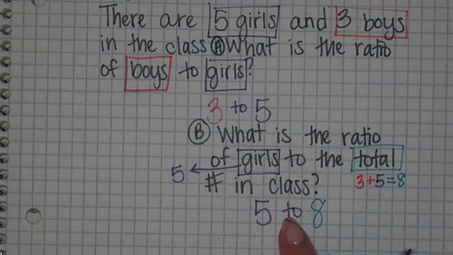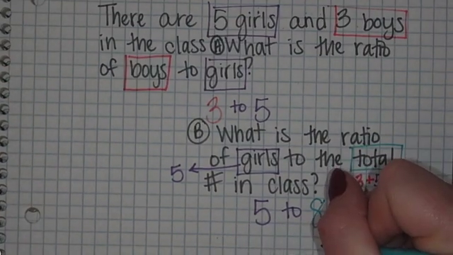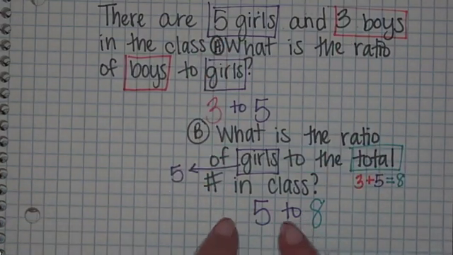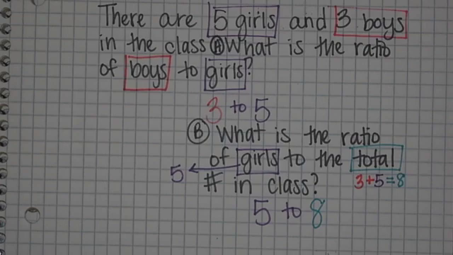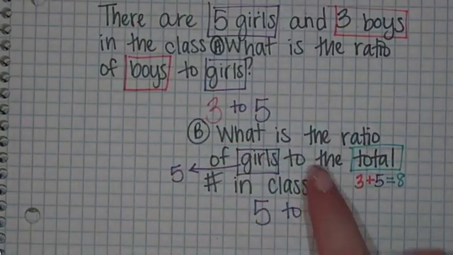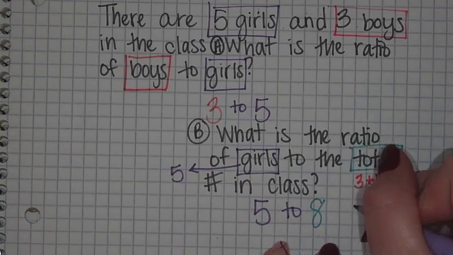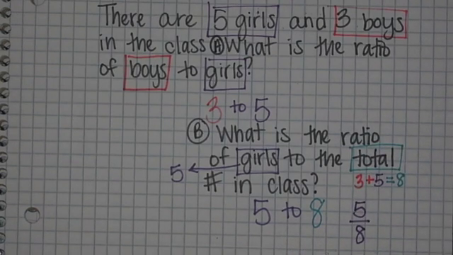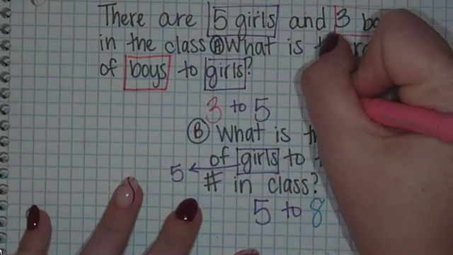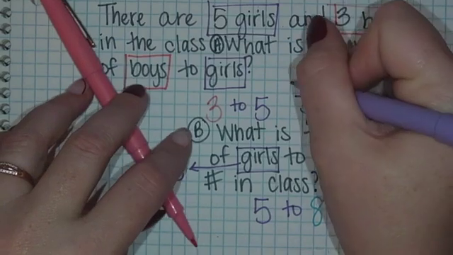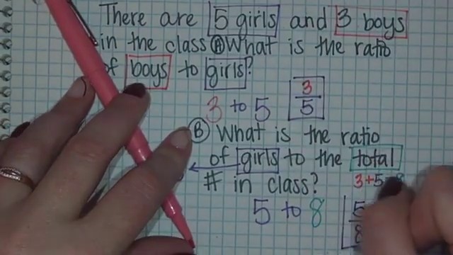So sometimes they'll ask you for a total, and you have to add however many you have to get the total. So 5 to 8 would be our answer in this case. Writing ratios, again, remember you could write it as 5 to 8. I forgot to write the fraction. You could also write it as a fraction, 5 over 8. This one we could have written as a fraction as 3 over 5. So either one of those would be your answer.